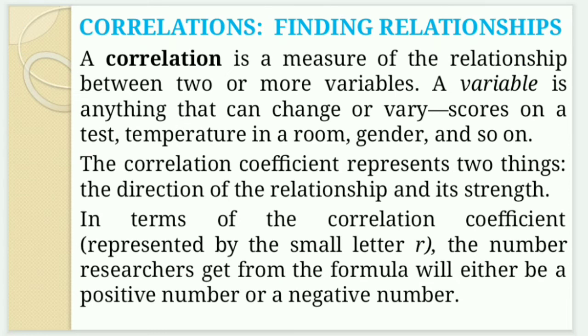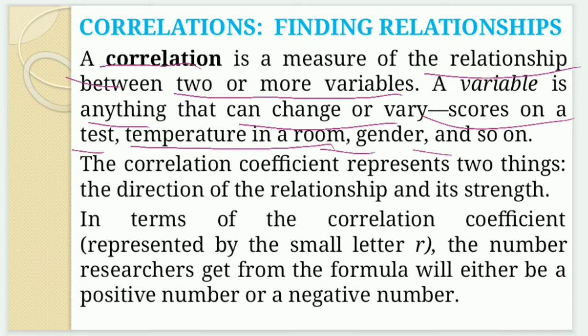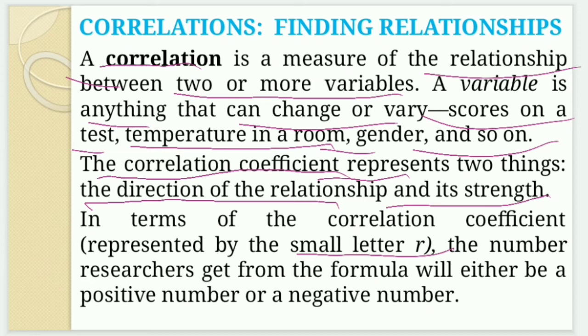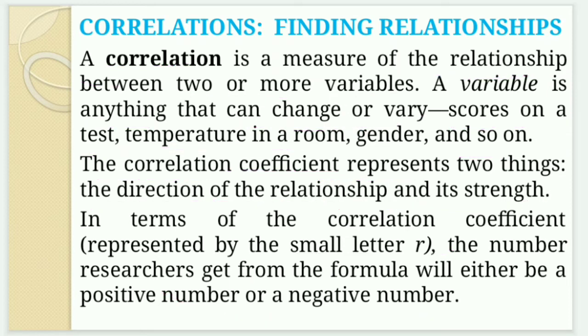Correlation, finding the relationships. A correlation is a measure of the relationship between two or more variables. A variable is anything that can change or vary: scores on a test, temperature in a room, gender, and so on. The correlation coefficient represents two things: the direction of the relationship and its strength. The correlation coefficient is represented by the small letter r, and the number the researcher gets from the formula will either be a positive number or a negative number.